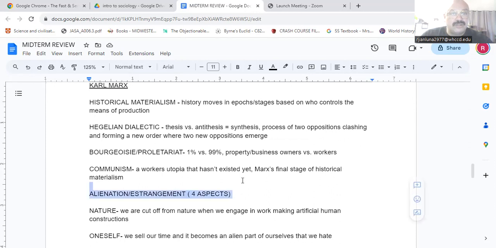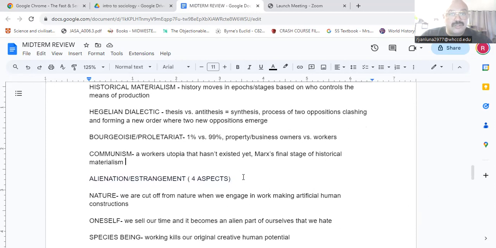Marx, historical materialism. History moves in stages. History moves according to a sequence. Who controls and who has the power in that time period is who controls the means of production. What does that mean? People who control the things that make things, right? The factories, agriculture, anything that a society uses. Who is in control is who controls the means of production, right?